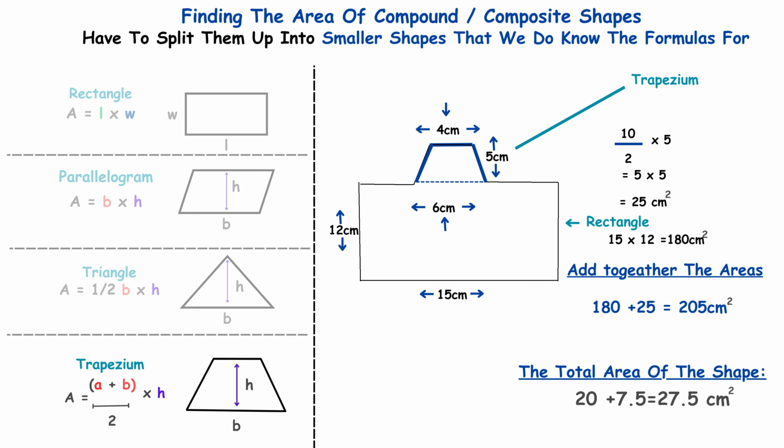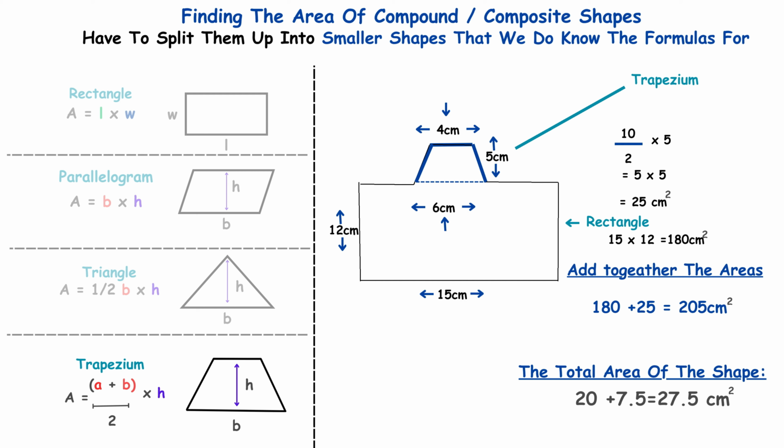For the trapezium, we use the formula that involves finding the average of the two parallel sides labeled A and B, and then multiplying that average by the height. Specifically, the formula is a plus b divided by 2, and then that result is multiplied by the height. In our example, the top and bottom lengths of the trapezium are 4 and 6 respectively. So we add 4 and 6, which gives 10, then we divide 10 by 2, which equals 5, and finally we multiply 5 by the height, which is 5, resulting in an area of 25 square centimeters.